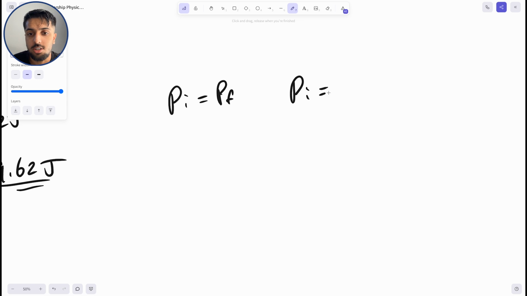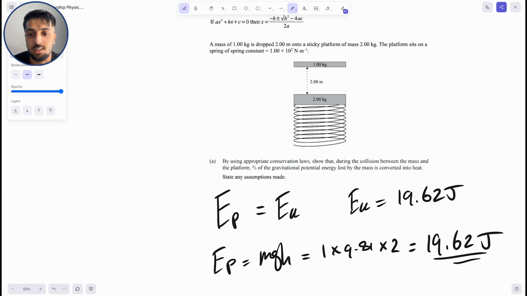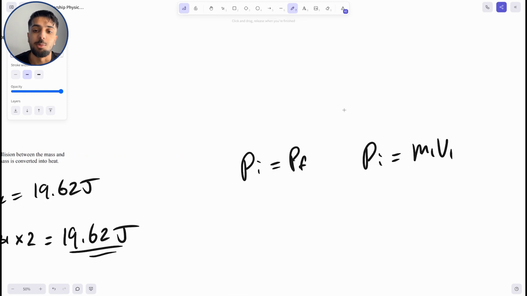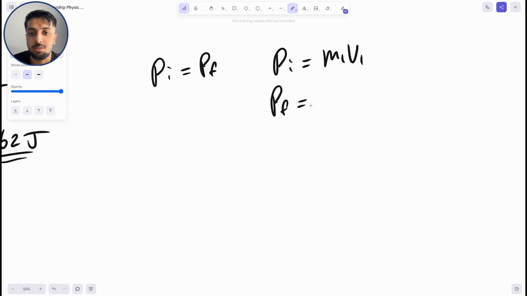So using another conservation law, the conservation of momentum, the momentum initially is going to equal the momentum finally. So the momentum initially is just going to be m1v1, as that is the only thing that's moving. The 2 kg mass isn't currently moving, so that has no velocity and therefore no momentum. However, the momentum finally is going to be m1 plus m2 times the velocity afterwards, which we can call v2.